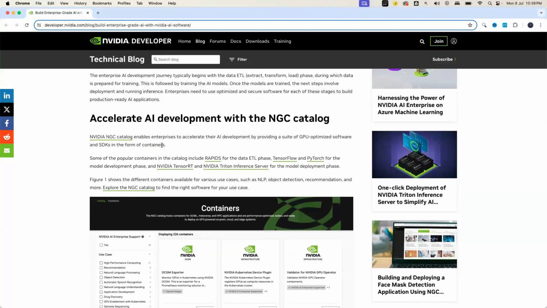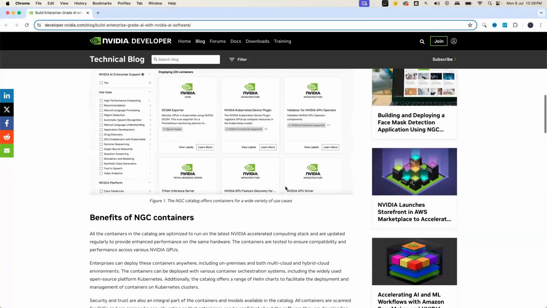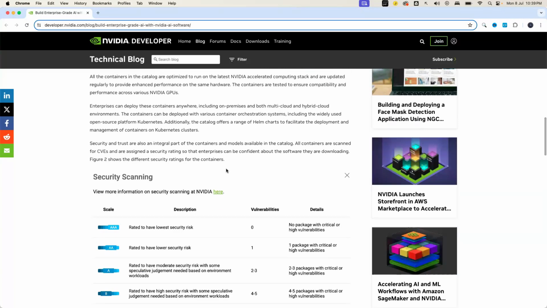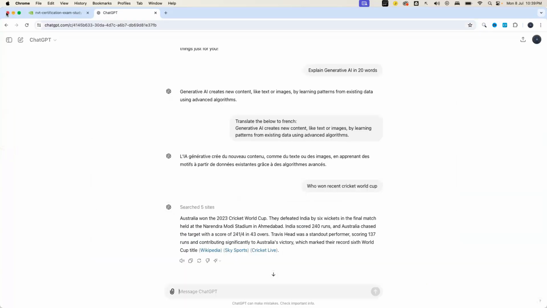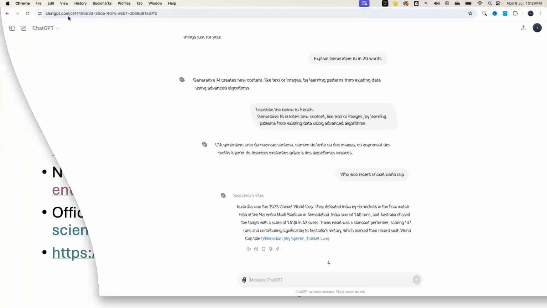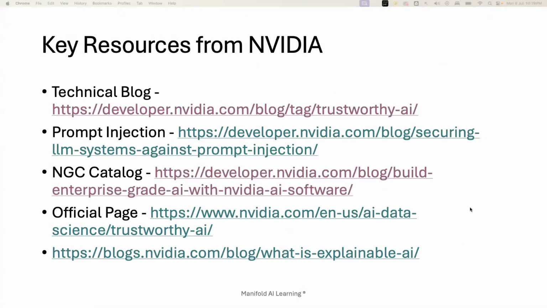Okay. So this, as I've described earlier, helps companies accelerate their AI development. It has a lot of predefined solutions, and it provides the containers. It has a lot of features which explain in depth what I've mentioned in the slide. This is about the NGC catalog.